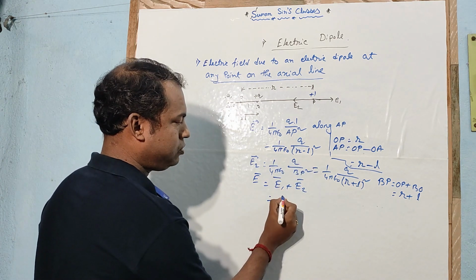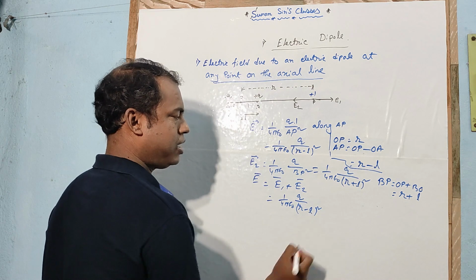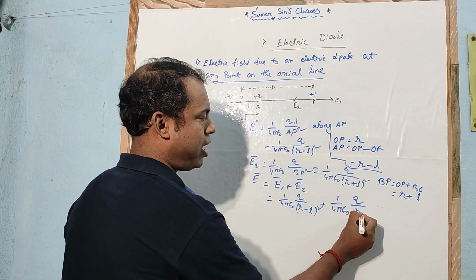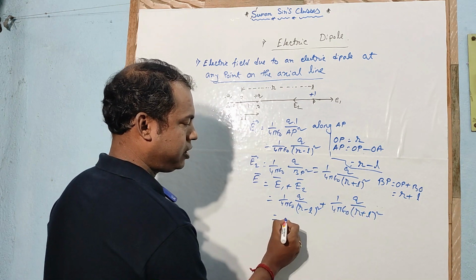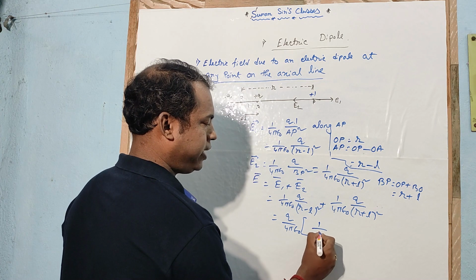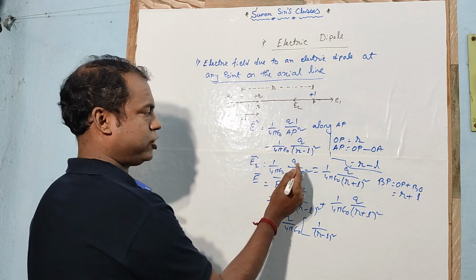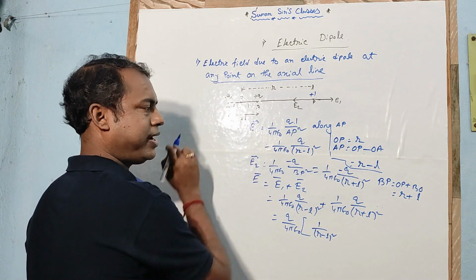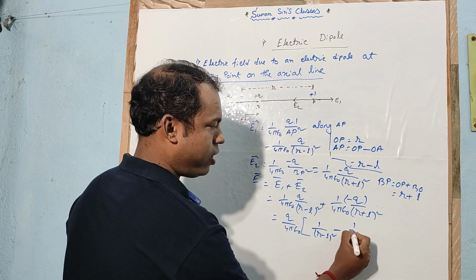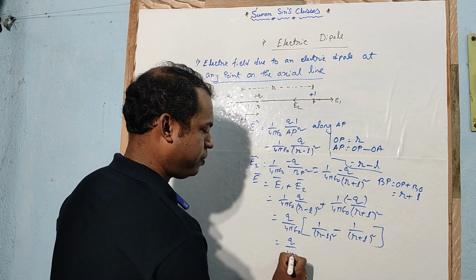What is E1? This value: 1 by 4 pi epsilon naught, Q by (R minus L) whole square. And E2, this one, is 1 by 4 pi epsilon naught, Q by (R plus L) whole square. Taking Q by 4 pi epsilon naught common, we write 1 by (R minus L) whole square. And here, Q is negative, so we write a negative sign because it is minus Q. So minus 1 by (R plus L) whole square, that is Q by 4 pi epsilon naught.